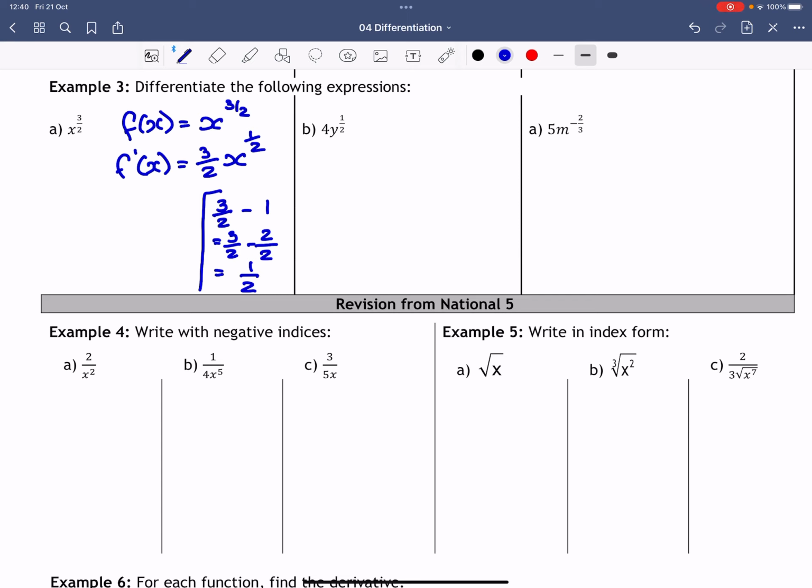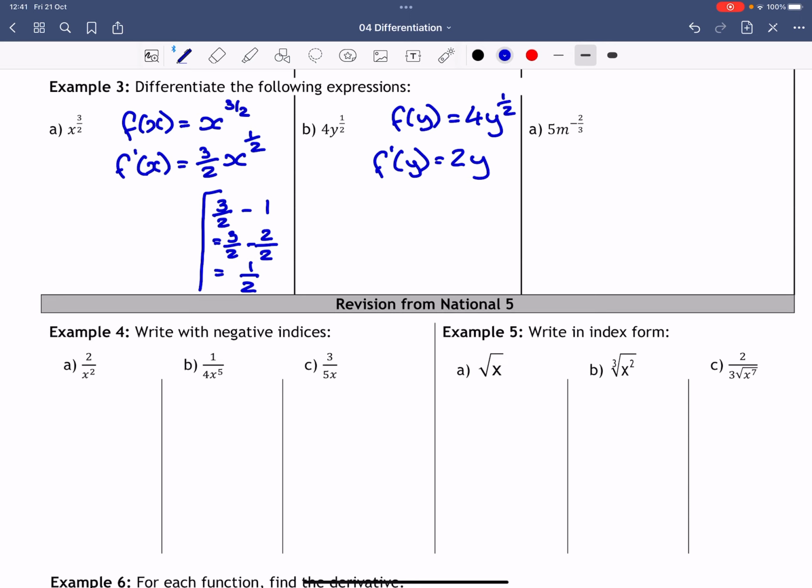Let's look at the next expression. So this time my variable is in terms of y. So I'm going to say f of y equals 4y to the power 1/2. So let's go ahead and differentiate. So I'll say f dashed of y equals 4 times 1/2, which is 2, y to the power of, and then it's just 1/2 take away 1.